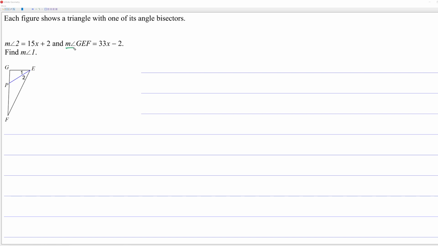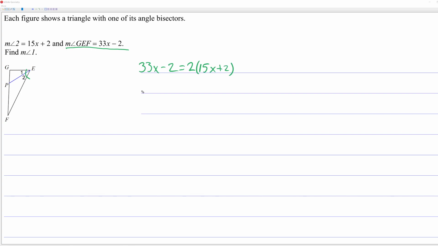Rather, we know something about GEF. That's the entire angle. And we also know something about the measure of angle 2, which is half of GEF. So what that means is GEF, which is the entire angle, that's 33x minus 2, that must be double, or 2 times, the measure of angle 2. So 2 times 15x plus 2.